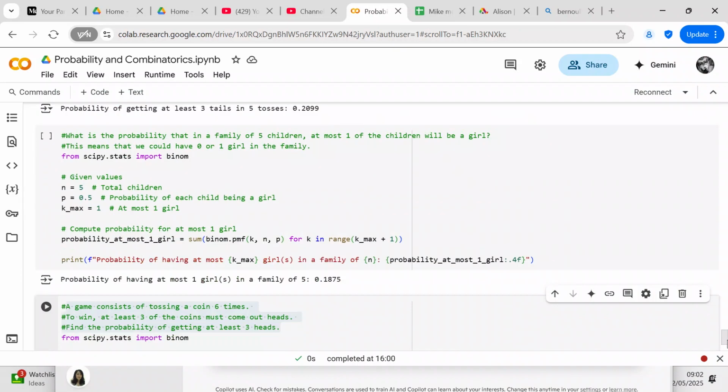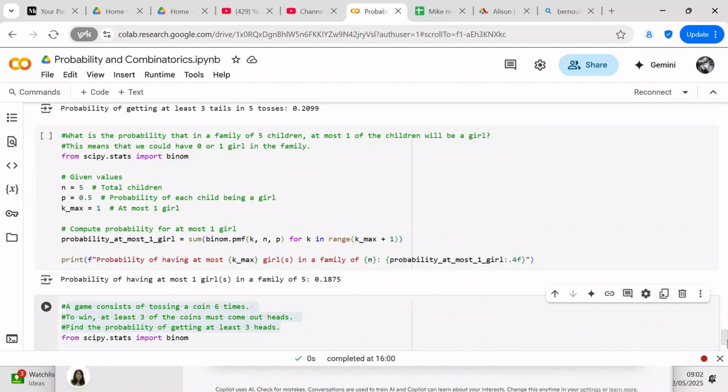The next question we have is, what is the probability that in a family of 5 children, at most one of the children will be a girl? This means that we could have 0 or 1 girl in the family. So the first thing we're going to do is import scipy.stats, and from scipy.stats import binom. The total number of children is n equals 5. The probability of each child being a girl is p equals 0.5.